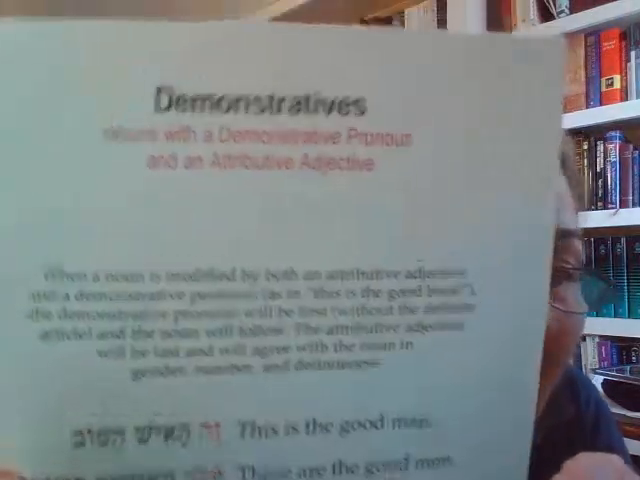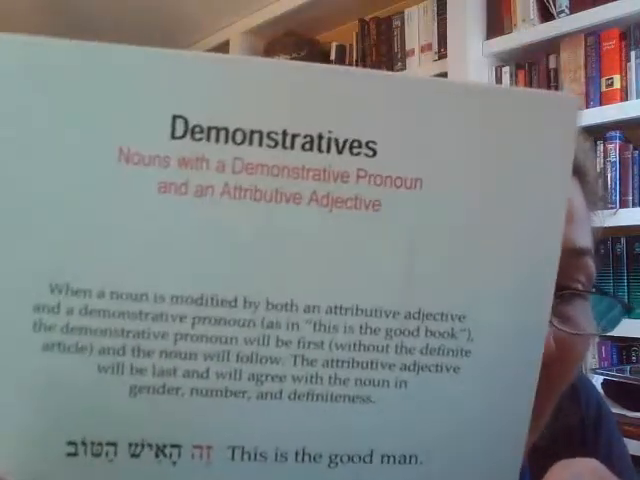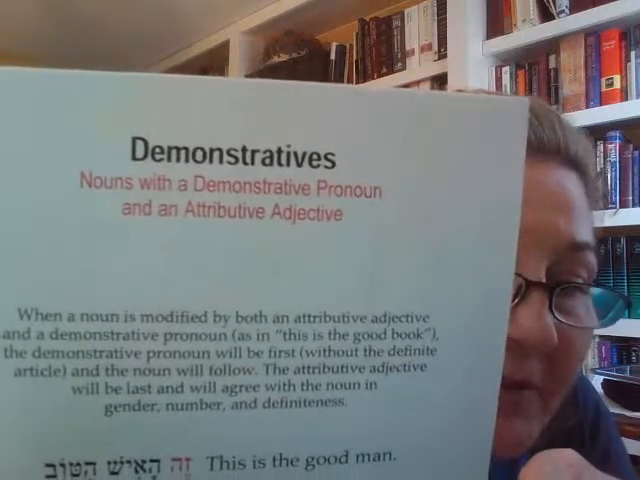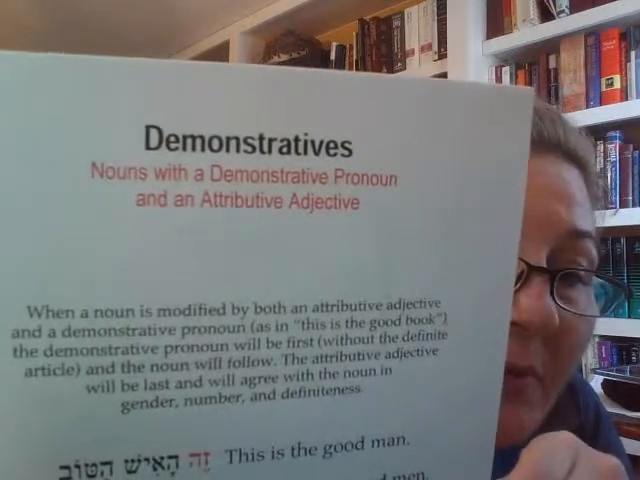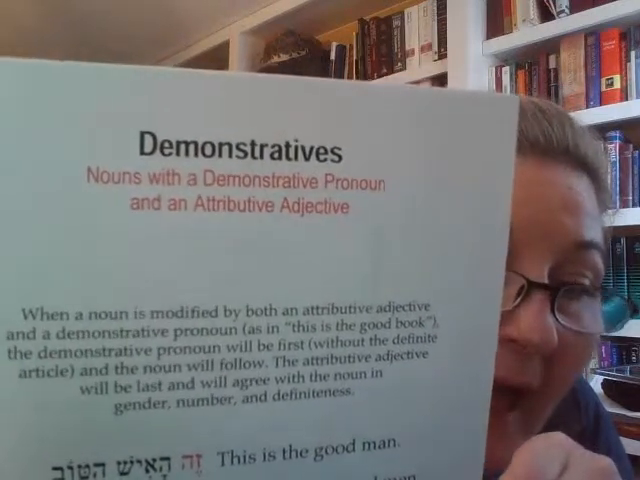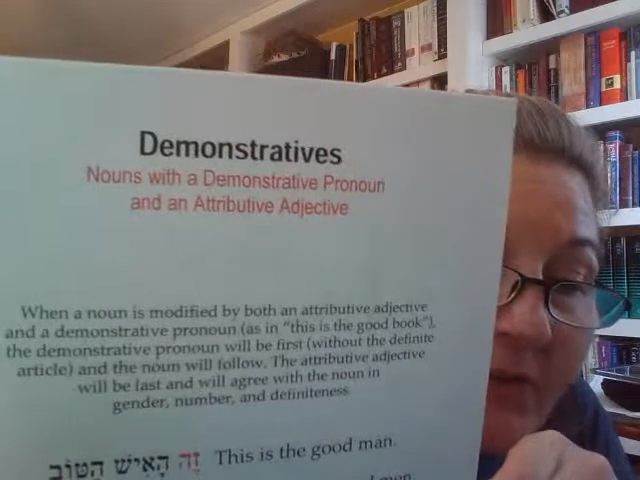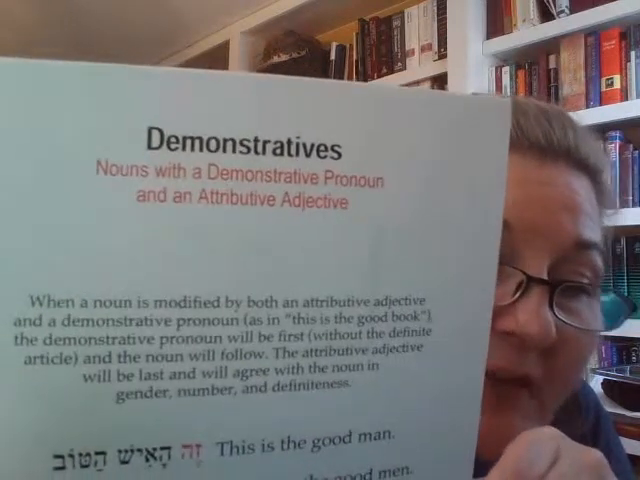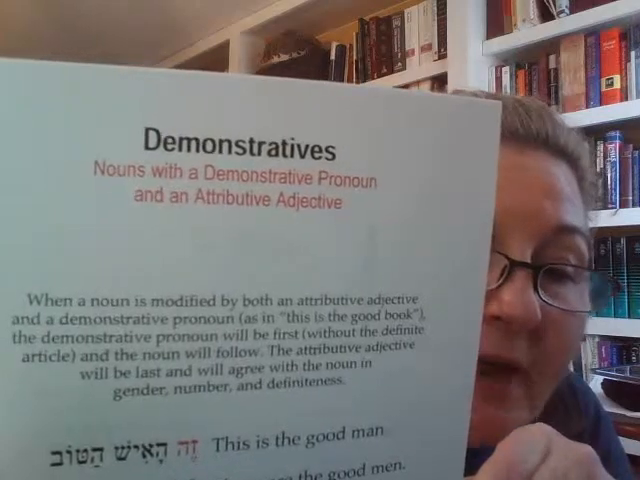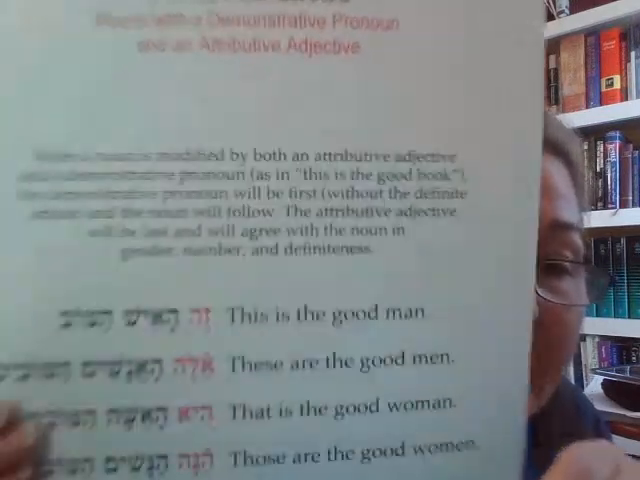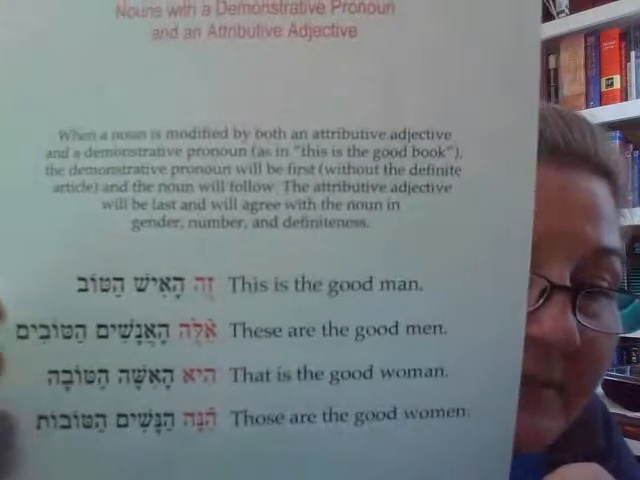So now let's look at nouns with demonstrative pronouns and attributive adjectives. When a noun is modified by both an attributive adjective and a demonstrative pronoun, as in "this is the good book," the demonstrative pronoun will be first without the definite article, and then the noun is going to follow. And the attributive adjective is going to be last, and that attributive adjective will agree with the noun in gender, number, and definiteness. Let's look at this.